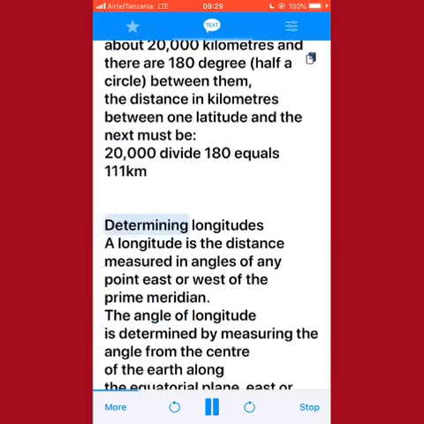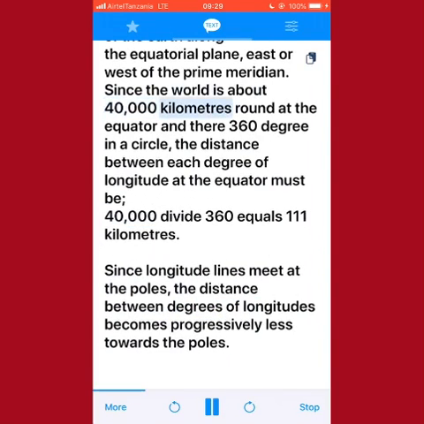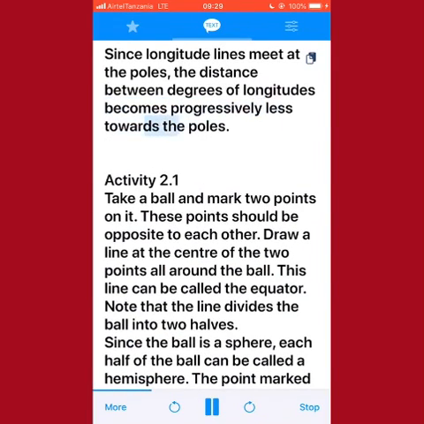111 kilometers. Determining longitudes. A longitude is the distance measured in angles of any point east or west of the prime meridian. The angle of longitude is determined by measuring the angle from the center of the Earth along the equatorial plane, east or west of the prime meridian. Since the world is about 40,000 kilometers round at the equator and there are 360° in a circle, the distance between each degree of longitude at the equator must be 40,000 divide 360 equals 111 kilometers. Since longitude lines meet at the poles, the distance between degrees of longitude becomes progressively less towards the poles.